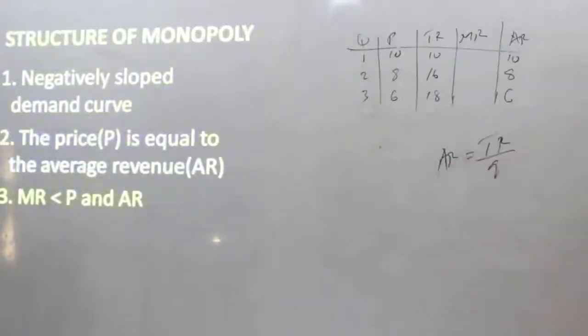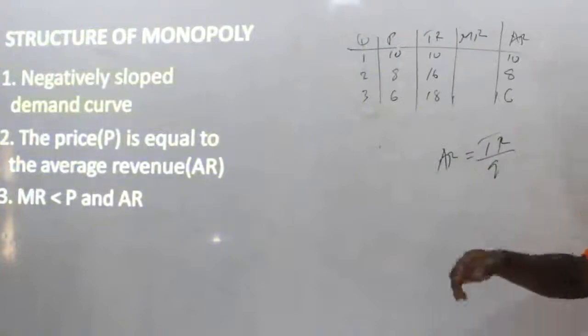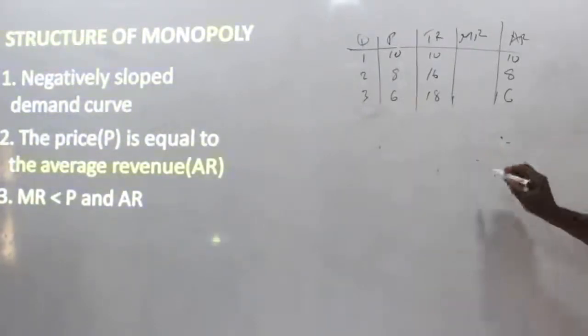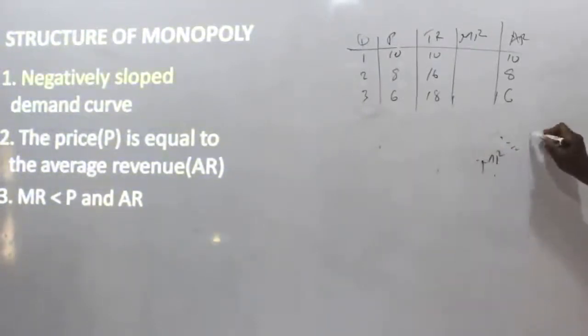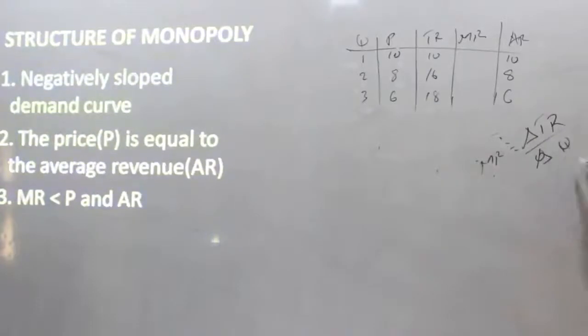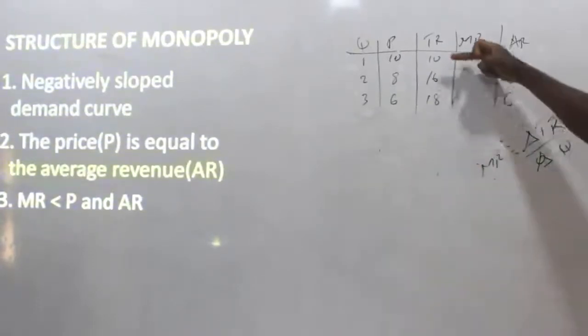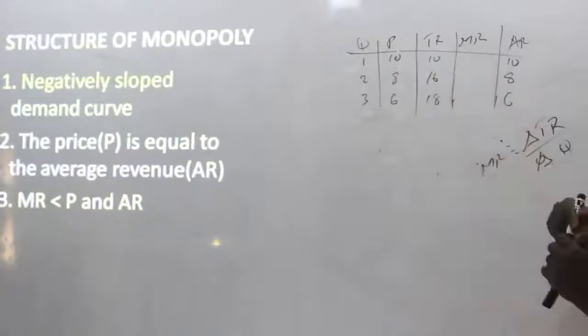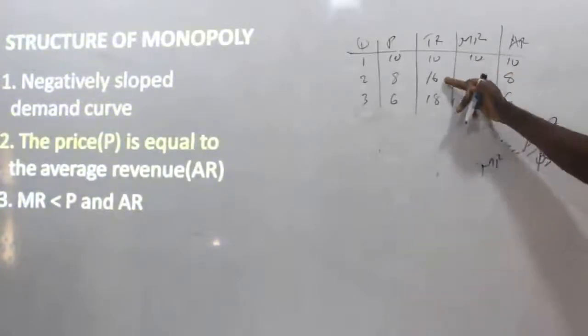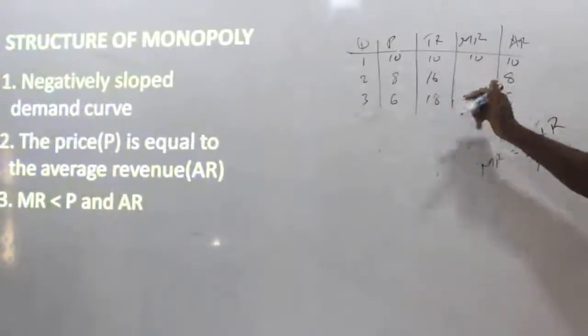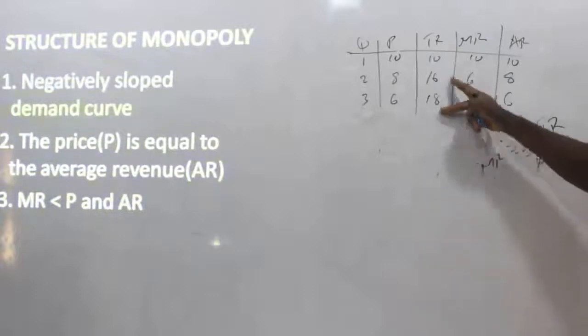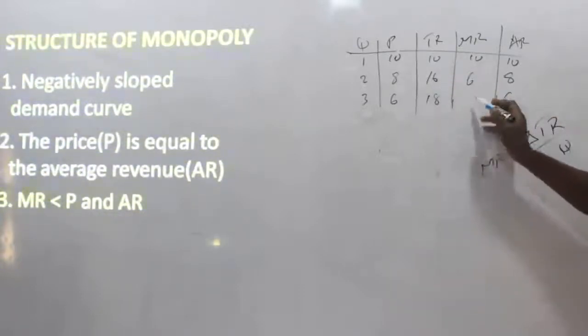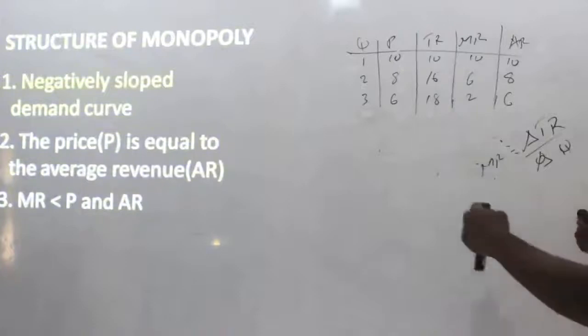Now, let's handle the marginal revenue. What is the formula for marginal revenue? Is change in total revenue over change in what now? Quantity. Now, this is our total revenue. What's the change here? Here we have 10. What's the change here? This one of this is what now? 6. What's the change here? This one of this is what now? 2.